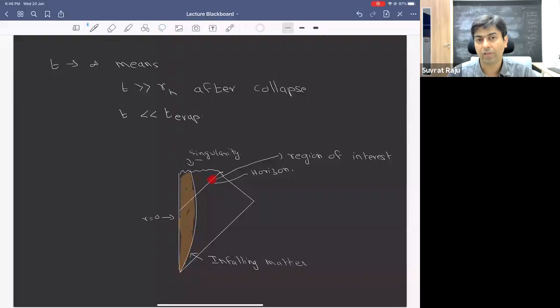Okay, so far we haven't even discussed the evaporation time of the black hole, but as a preview, and as I'm sure all of you know, the black hole itself tends to evaporate in a time scale which is very long, which we will calculate at the end of the next lecture.